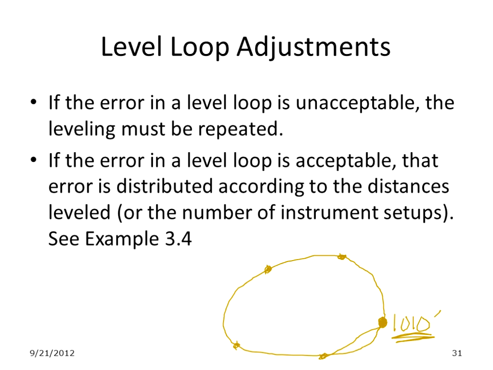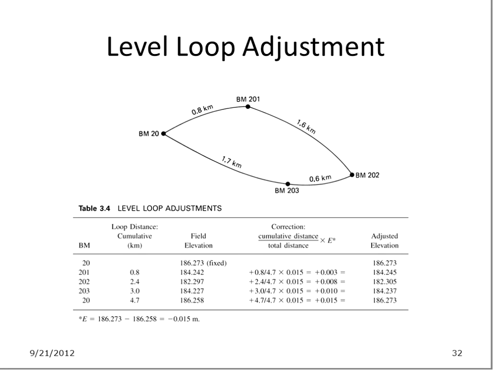And the amount that you're off is called the loop misclosure. There are certain levels of error that are acceptable when you do your loop misclosure, and you can calculate that error back out mathematically. If the error in the loop is unacceptable, it's too large, then you must repeat the entire leveling loop, or figure out which leg it is that you did incorrectly.